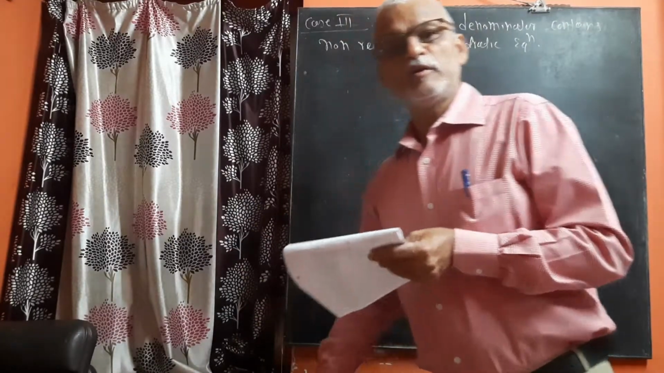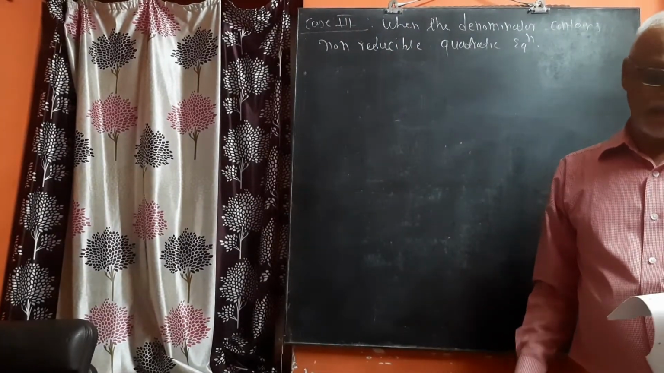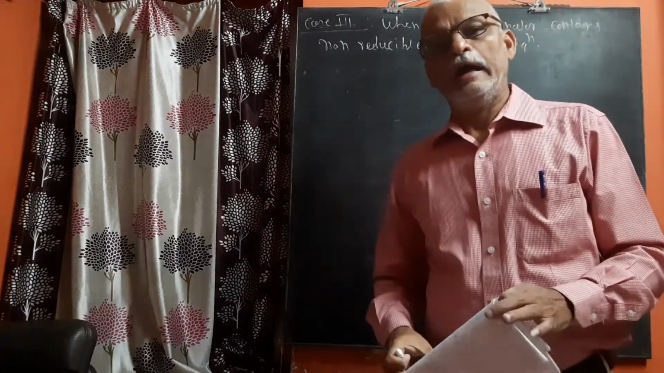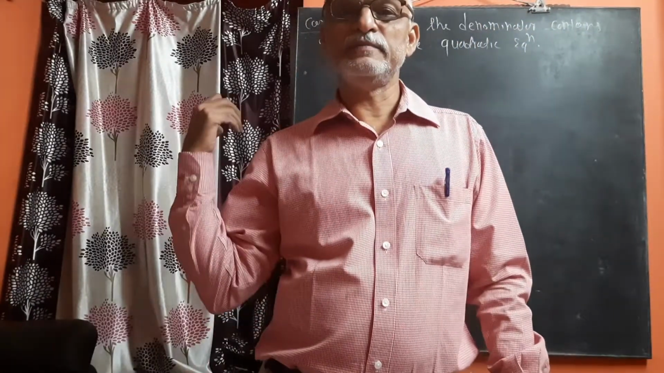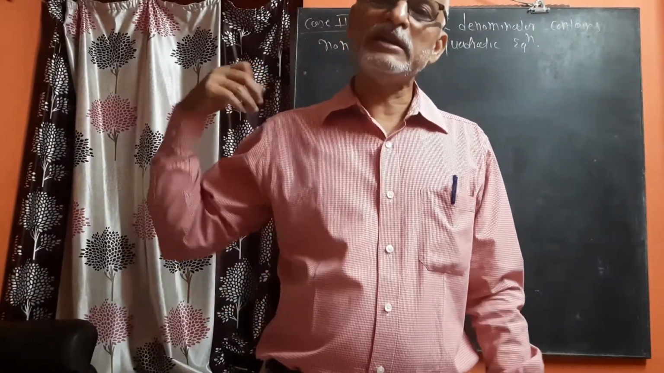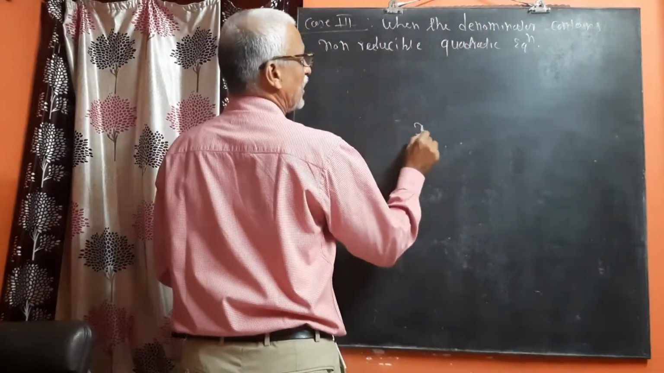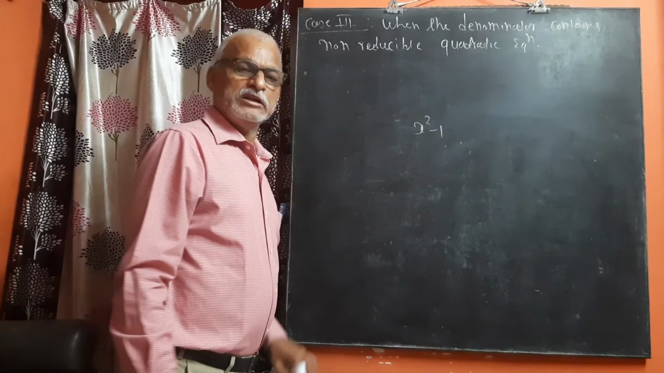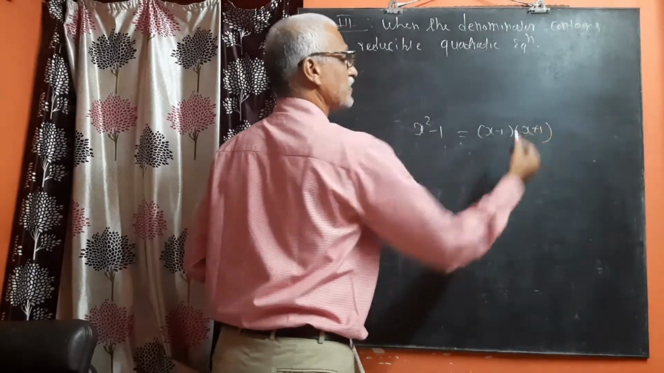Now what is meant by a non-reducible quadratic equation? A non-reducible quadratic equation means that linear factors are not possible for that equation. जैसे हम लोगों ने देखा था x square minus 1, this is a quadratic equation, but we can find the factors of x square minus 1 as x minus 1 into x plus 1.